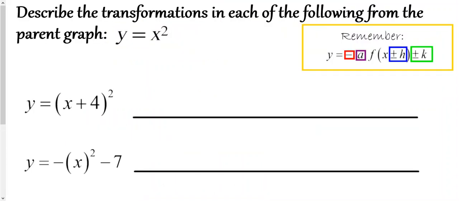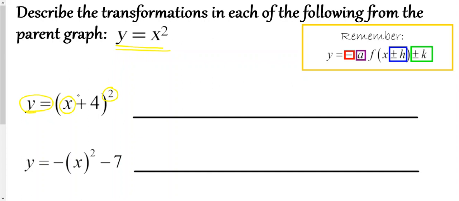Okay, let's get into some of the examples. I have that little formula up here with the colors, hopefully to help trigger a memory for you. My directions say describe the transformations in each of the following from the parent graph y equals x squared. That's the key here. My parent graph is y equals x squared. So here's my y equals, here's my x, and here's my squared. That's the parent function.